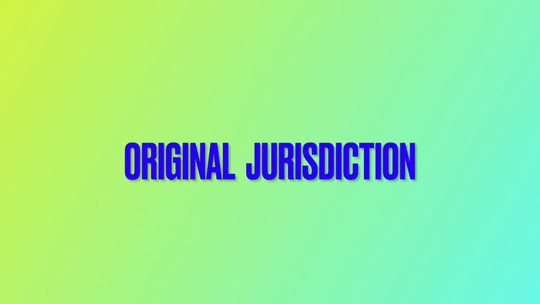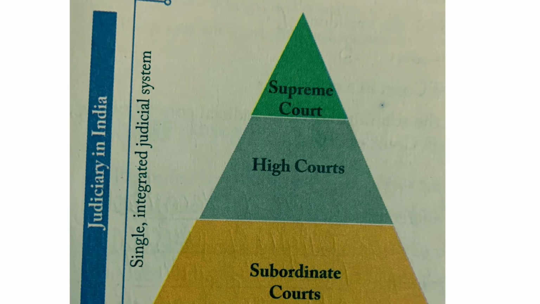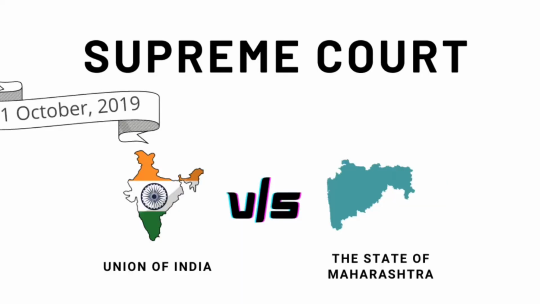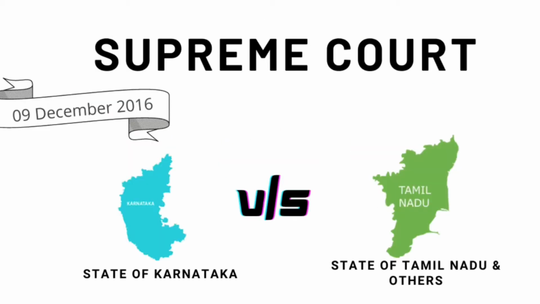Original jurisdiction of the Supreme Court involves issues brought before it directly. Why is it so? Because the Supreme Court is the highest interpreter of the Constitution. At the apex of the judicial pyramid, the Supreme Court passes judgments on the following cases: disputes between the Government of India and one or more states, disputes between the Government of India and any state or states on one side and one or more states on the other side, disputes between two or more states which involve any question of law or fact on which the existence or extent of a legal right depends.